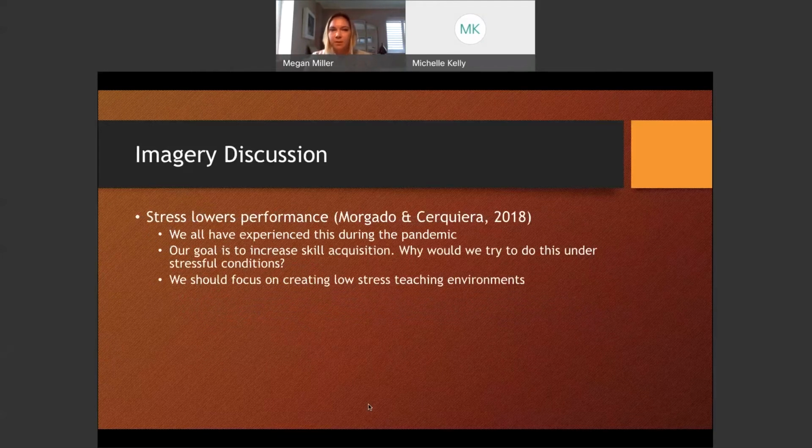It's also important to note that stress lowers performance. One example to look at if you want more information on this is Mercado and Sequeira 2018. And I know we're behavior analysts and we love our research. I think we can all also touch base with our own lived experiences right now, going through COVID. We all know we have not been as productive or effective during this stressful time. Why would we want to create teaching settings where that's a constant for our learners? That doesn't make any sense.